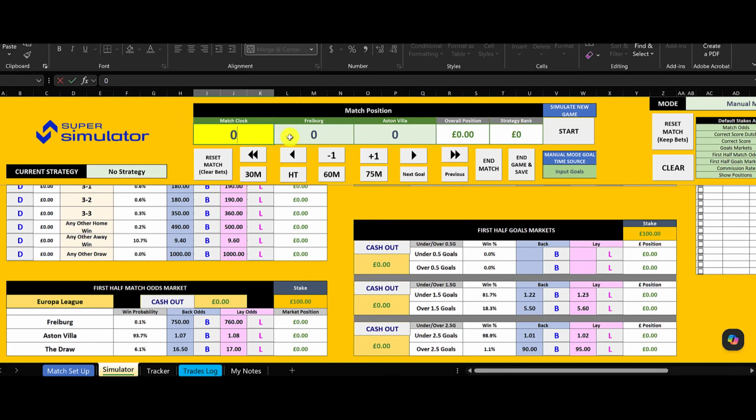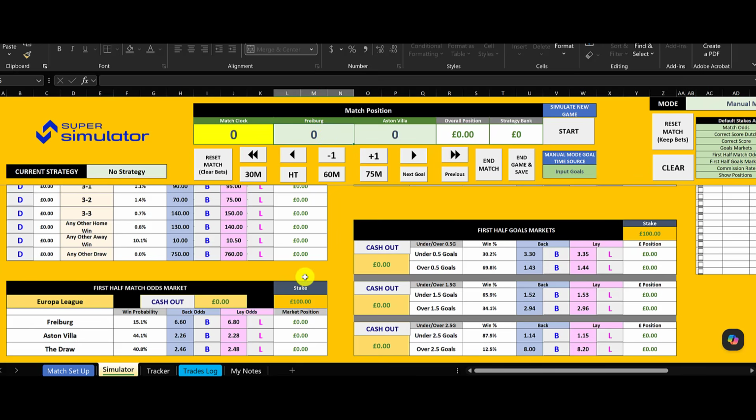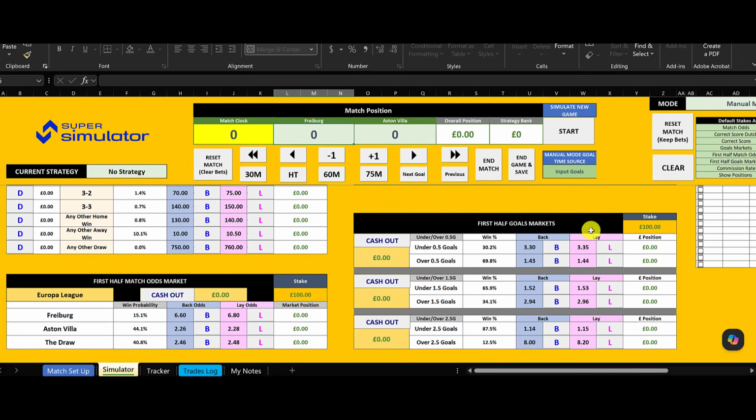let's go back to the first minute on this, if we can reset everything. Okay, it's reset now. Running a little bit slow. I mean, this does take up a lot of bandwidth on your computer. So anyway, let's look at that half an hour. So 30-minute entry point on the first half goals market. And let's look at something like this.